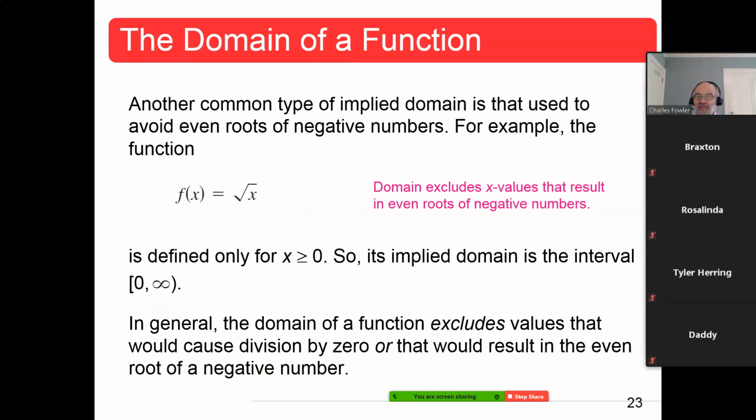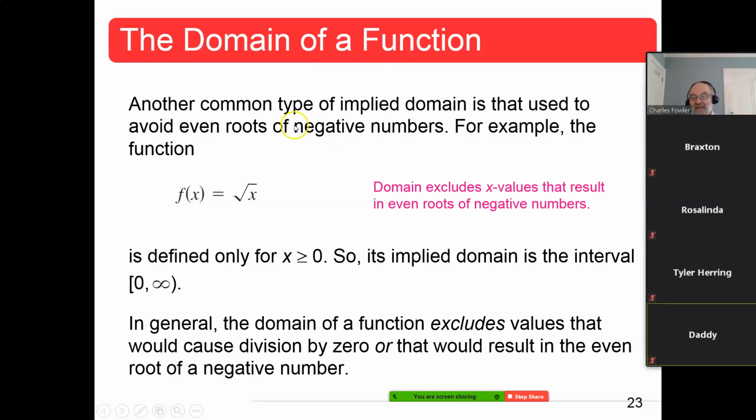There we go. Another common implied domain is that used to avoid even roots of negative numbers. For instance, if f of x is equal to the square root of x, again we assume all real numbers unless we have to exclude some. Are there any numbers that you can't take the square root of? You cannot take the square root of negative numbers. You can take the square root of 0, but you can't take the square root of negative numbers.